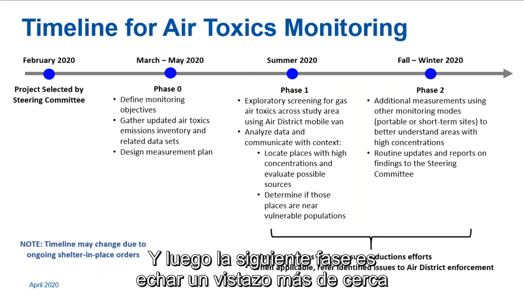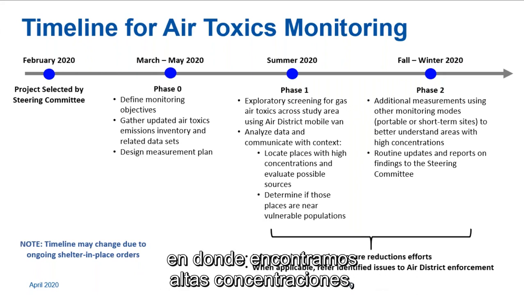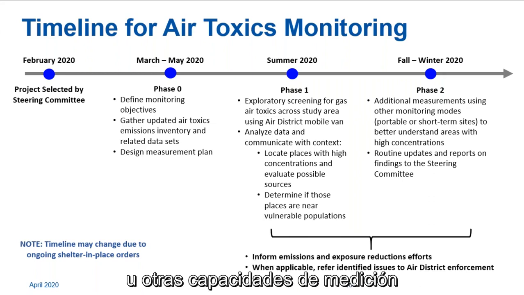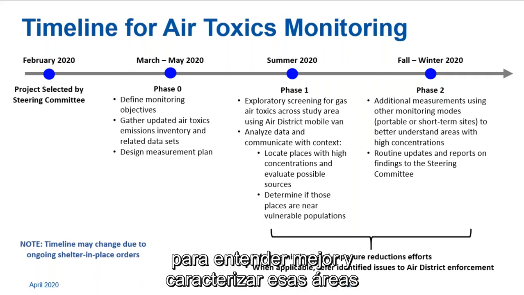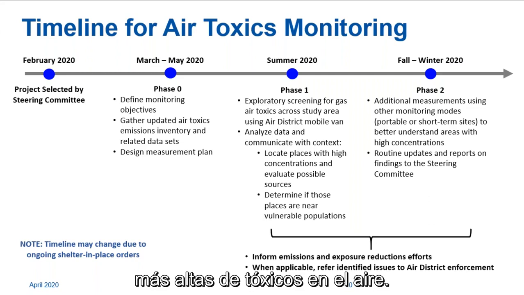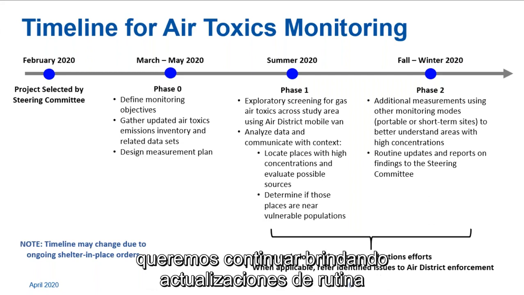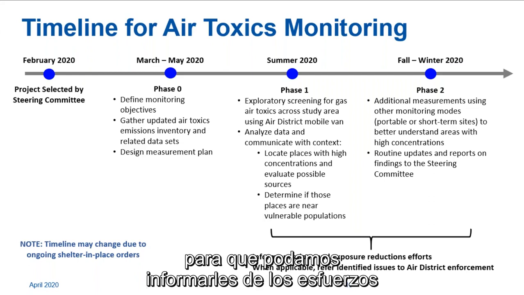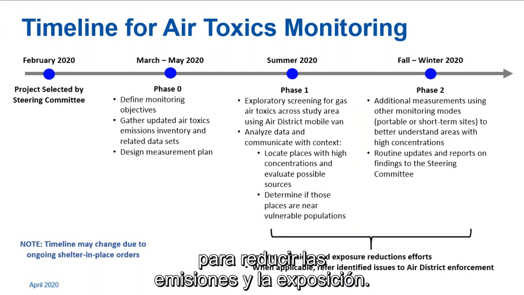And then the following phase is to take a closer look at some of those areas where we do find higher concentrations, using either the van again or some other measurement capabilities, to better understand and characterize those areas where we do find higher air toxics concentrations. And throughout this process, we want to continue bringing routine updates to the steering committee so that we can inform emissions and exposure reductions efforts.